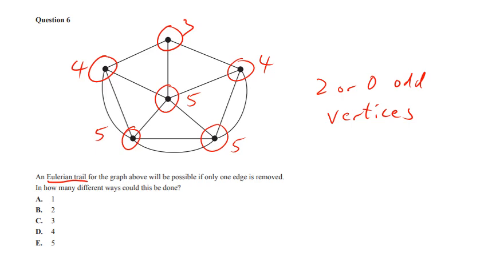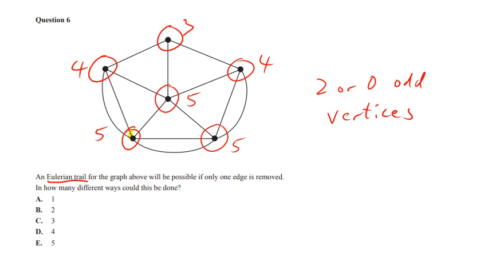Now if I look at this edge and I get rid of that, then this 5 becomes a 4, this 5 becomes a 4, and now we only have the 3 and the 5, which meets our criteria of only having 2. So that's one way of doing it, all right? So where else can we do that?